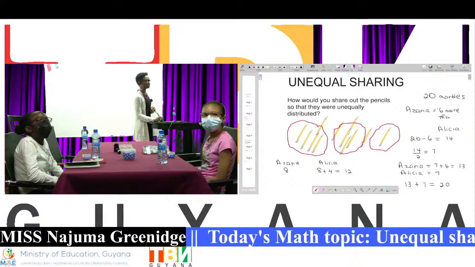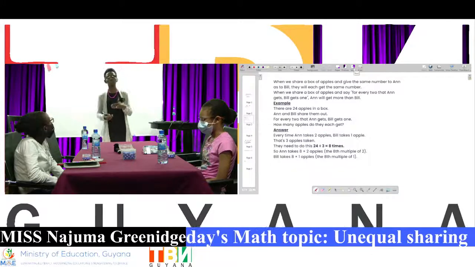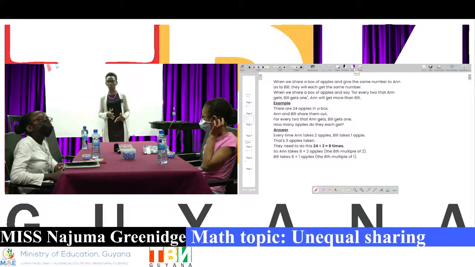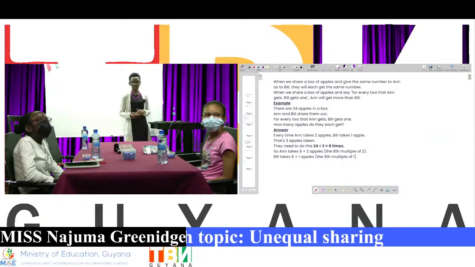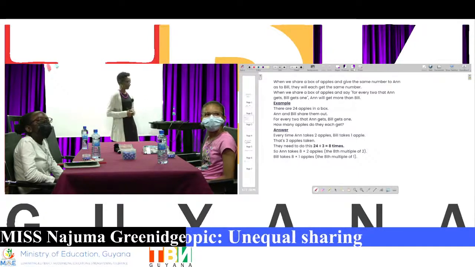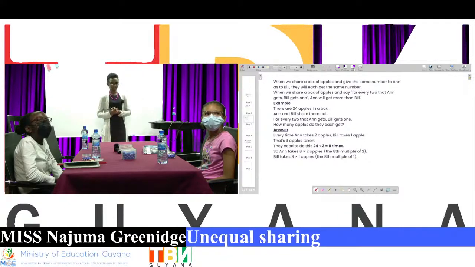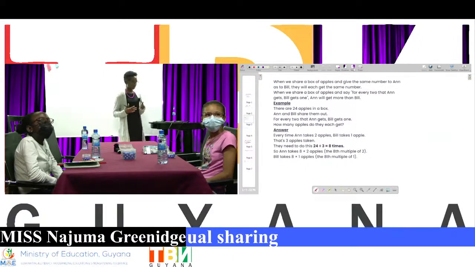So that brings us to what we were already talking about. So here we have an example. This one is more or less in ratio form, and I know some of you have seen questions like these before. When we share a box of apples and give the same number to Anne as Bill, they each get the same number. So that's equal sharing, right?